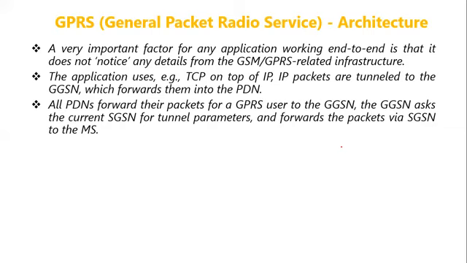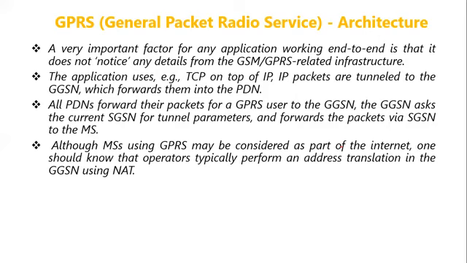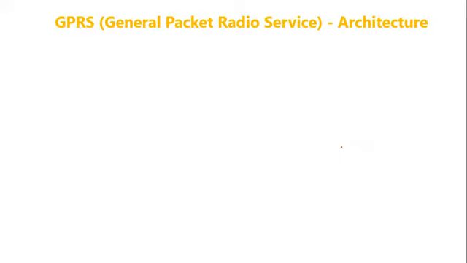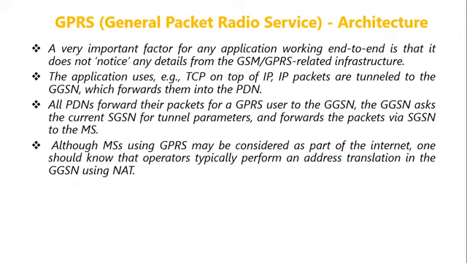Even though an MS using GPRS may be considered as part of the internet, so through GPRS you are accessing the internet from a mobile phone, we should know that operators typically perform address translation. Operators normally perform address translation in the GGSN using NAT. NAT stands for network address translation.